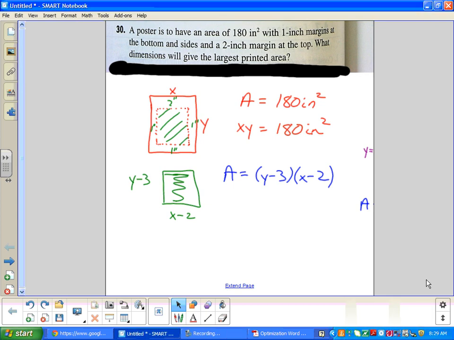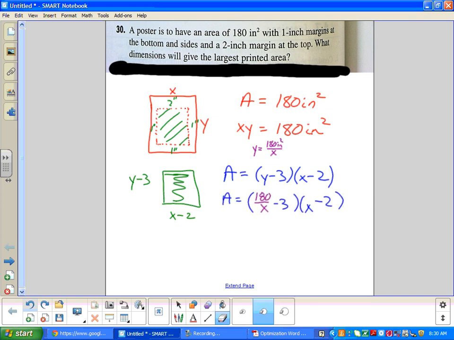So this is the area right here, all of the printable space. If we're going to maximize the area, I have to get to one variable. If I solve this XY equation for Y, I can plug in for Y and have this. And now I have everything in terms of the width, or all in terms of X in my example. I do not want to take the derivative of that. I am going to multiply this out.